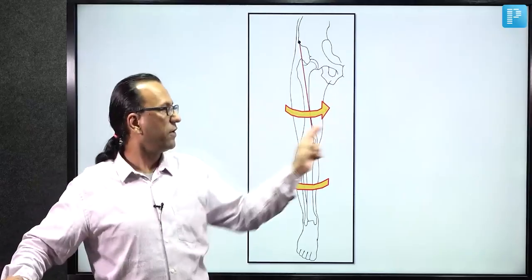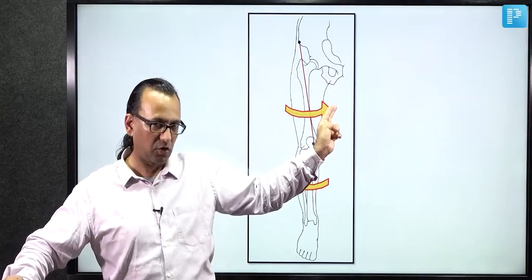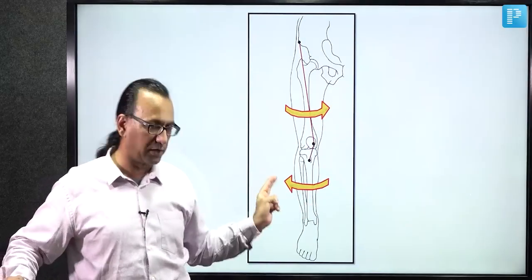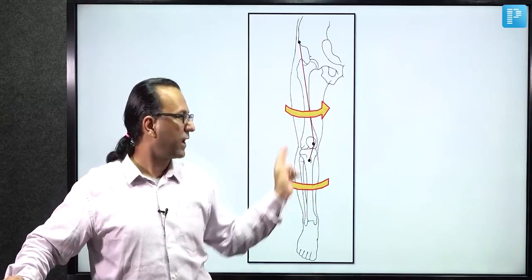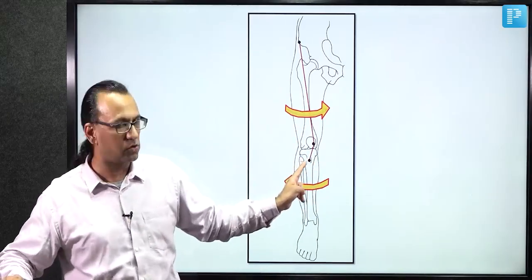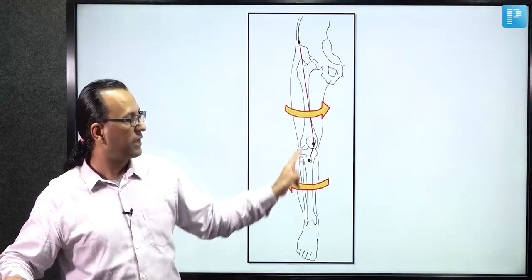Now, maybe you are rotating the femur medially when the foot is fixed to the ground, or maybe you are rotating the tibia laterally when the foot is free in the air. Either way, you are locking the knee joint. In knee locking, what happens is the tibial tuberosity will go towards the lateral border of the patella.